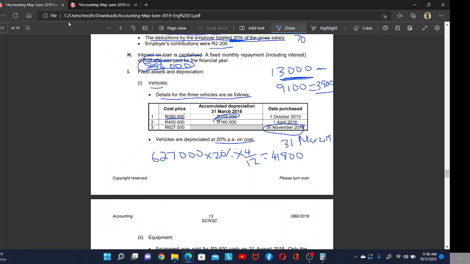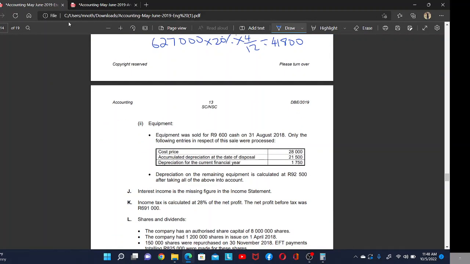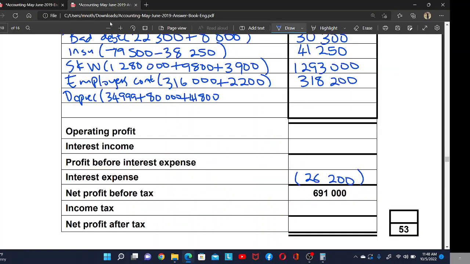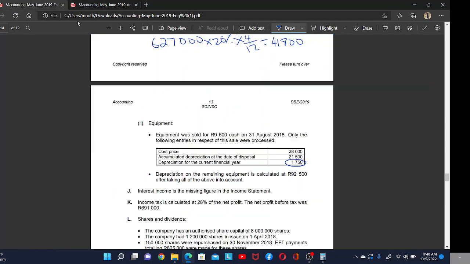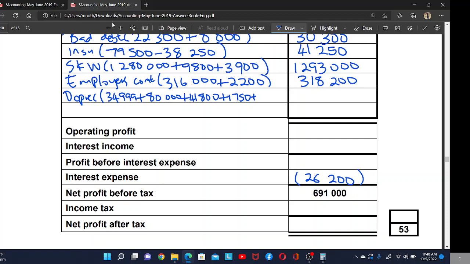And then the equipment. The equipment was sold for 9,600 in cash. We are given the depreciation for the current year, 1,750 plus 1,750. Depreciation on the remaining equipment is calculated at 92,500 after all the above accounts.